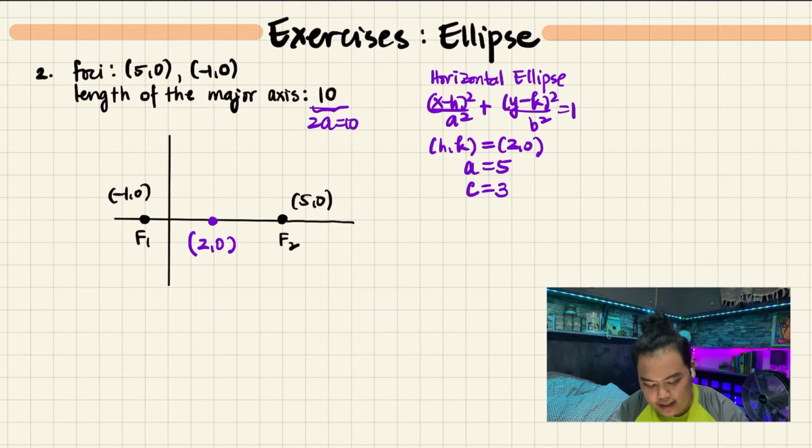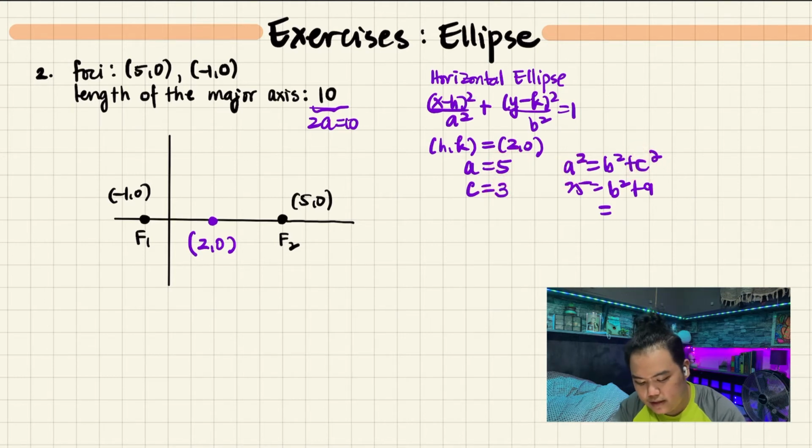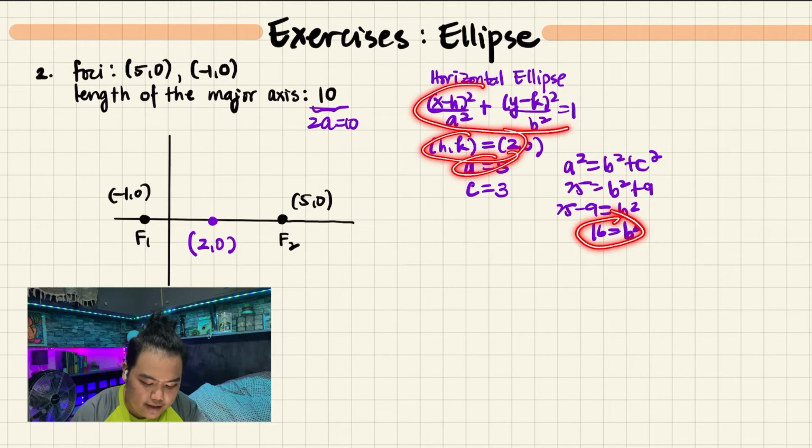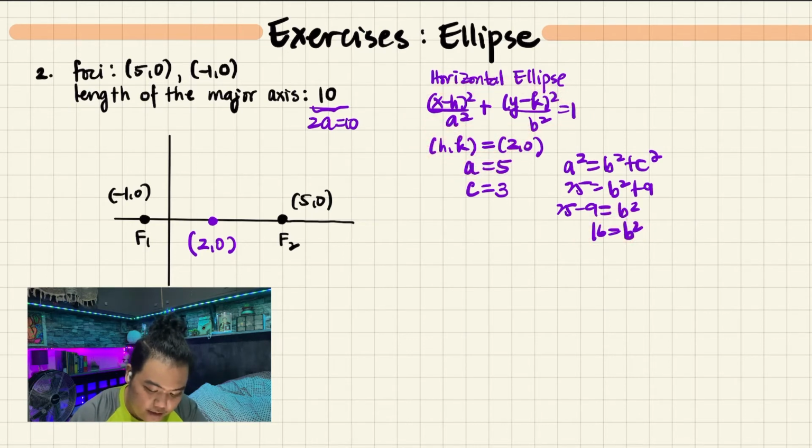At para mahanap si b, gagamitin ulit natin yung equation na a square equal to b square plus c square. Kahit b square na lang yung hanapin kasi yun yung ipa-plug in natin doon. So 25 is equal to b square plus 9 because a is 5, c is 3. Magkakaroon tayo 25 minus 9 is b square, or b square is 16. At itong mga nakuha nating values, papasak na natin dito. So anong makukuha natin?